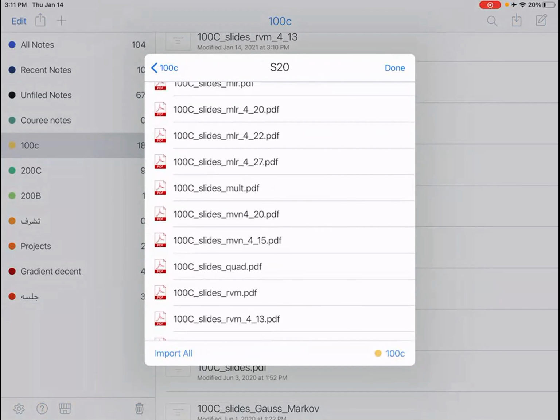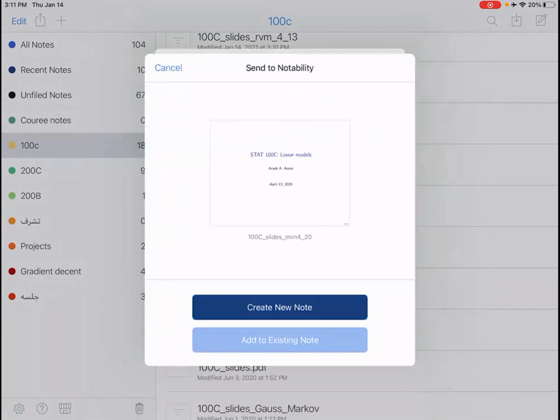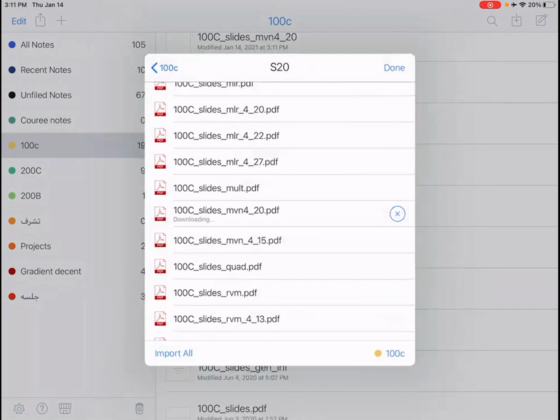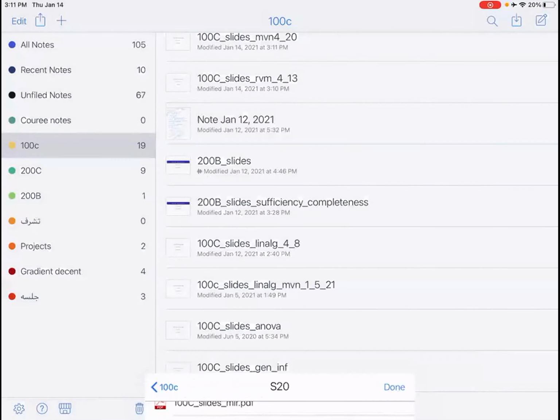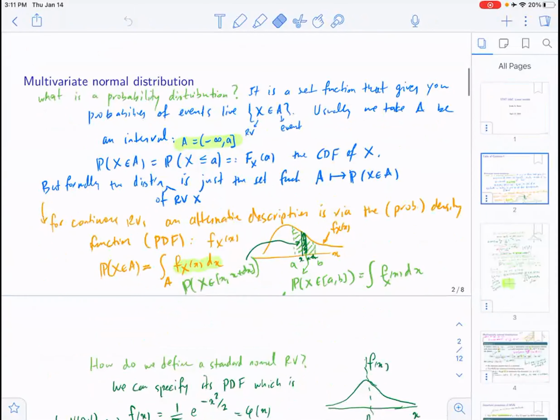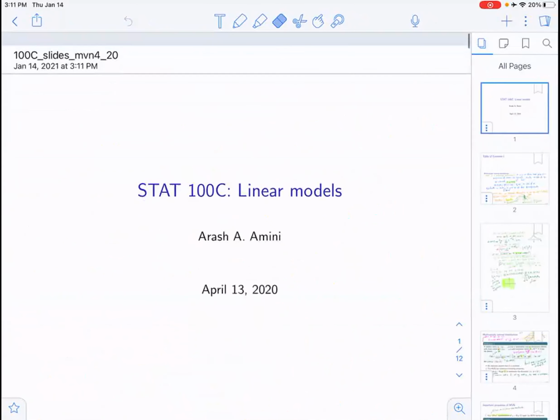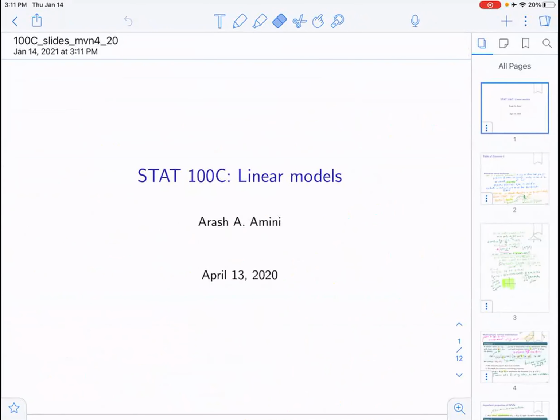So that's the multivariate normal distribution. Okay, so let's see if this is the right slides. Okay, yeah, so this is the last topic before we get to the regression.